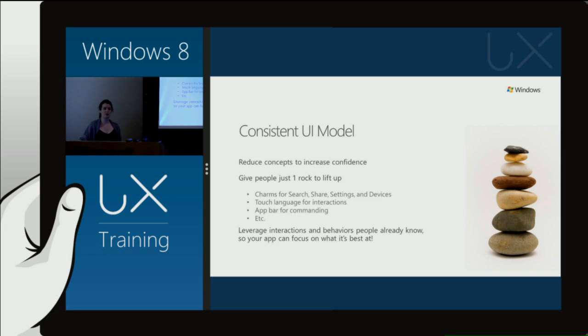The other thing to think about when it comes to winning as one is leveraging the UI model that we've been building through some of the controls that we're providing, through things like the charms. Reduce concepts here by leveraging what's already out in the ecosystem and aligning to some of the mechanisms that applications are embracing, so leveraging things like the edge. Give people just that one rock to lift. The touch language is going to be something everyone's familiar with. Don't create new gestures. Leverage the ones we already have.